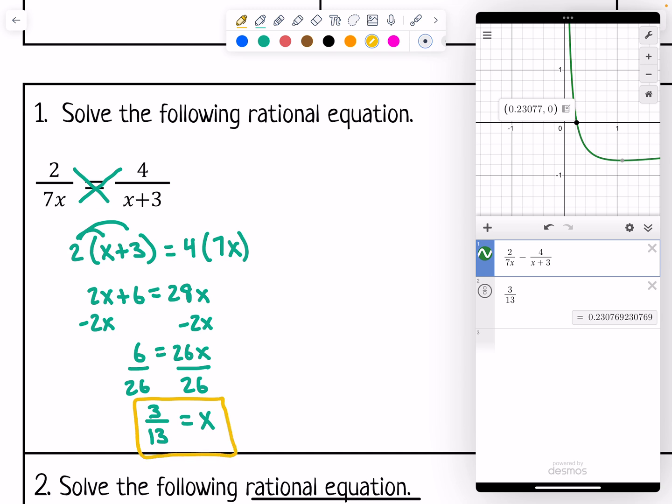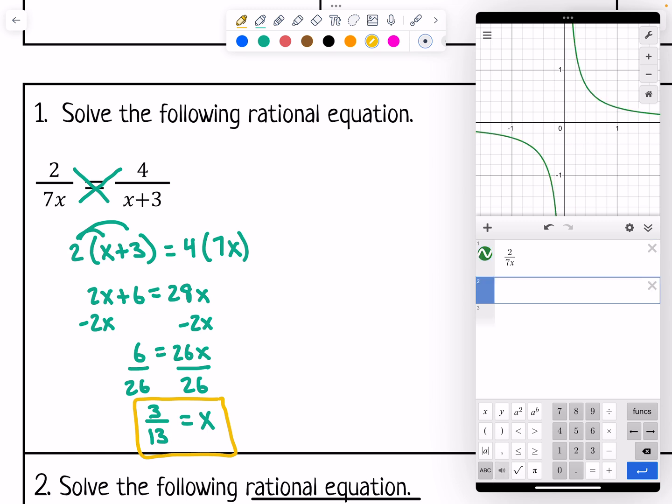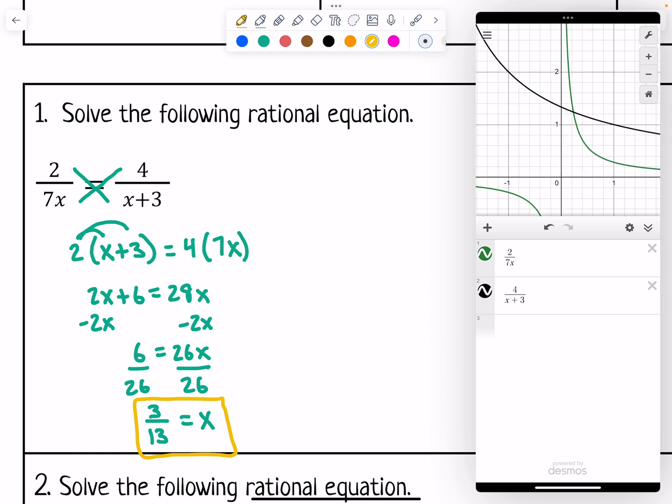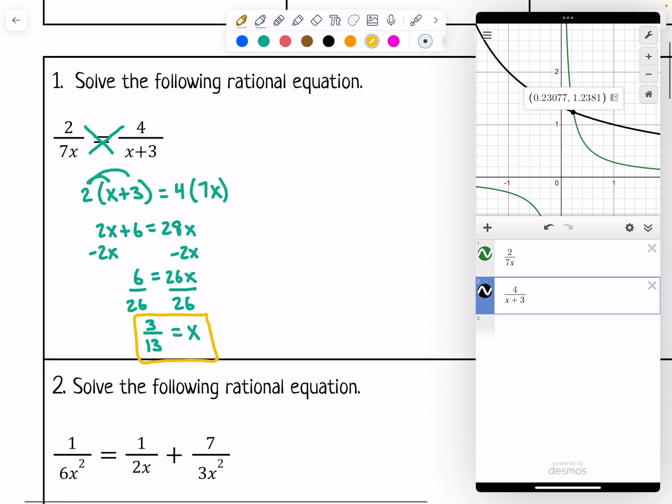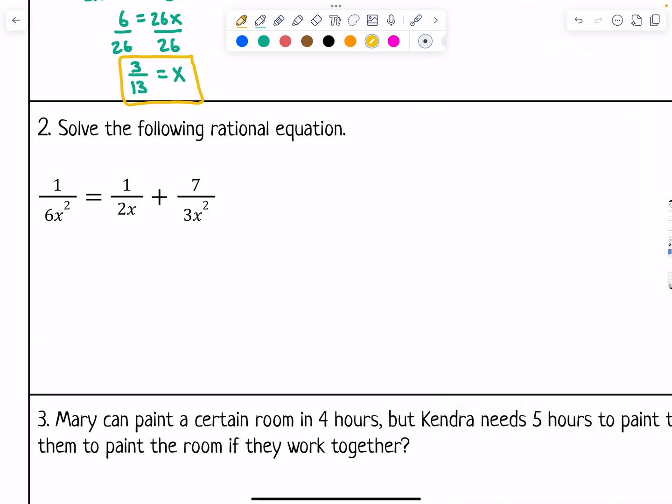And the other thing you could do is type them separately so it turns it into a system of equations. So if I have the left side in one row and the right side in the other row, then where they touch is also another way you could check your solution. But either way, I know I've got the right answer. So let's go on to number 2. And I'm going to move Desmos out of the way for a minute.